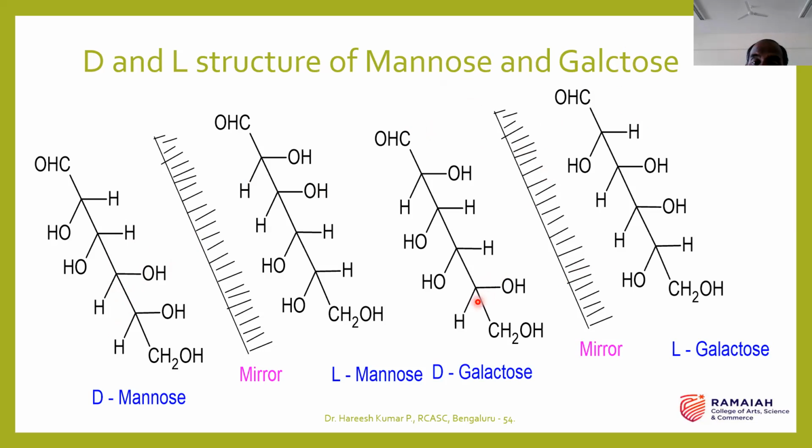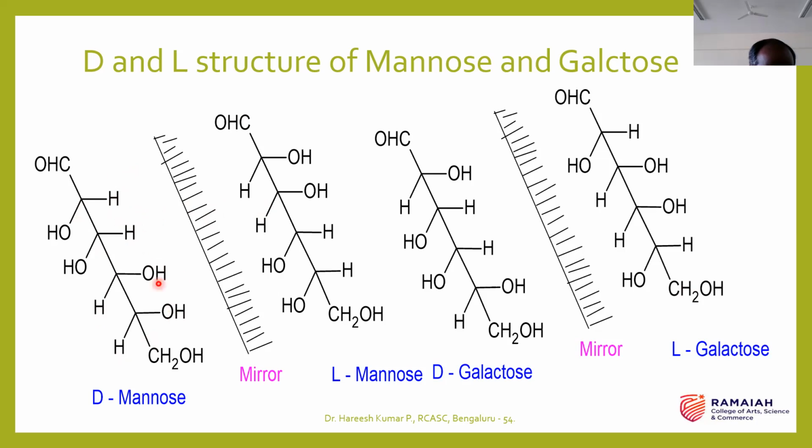This is again two, D and L. So they may specify, write the D epimer of mannose, the C2 epimer of mannose. Then you have to write D-mannose. So that means one can frame a question on any concept in the syllabus.